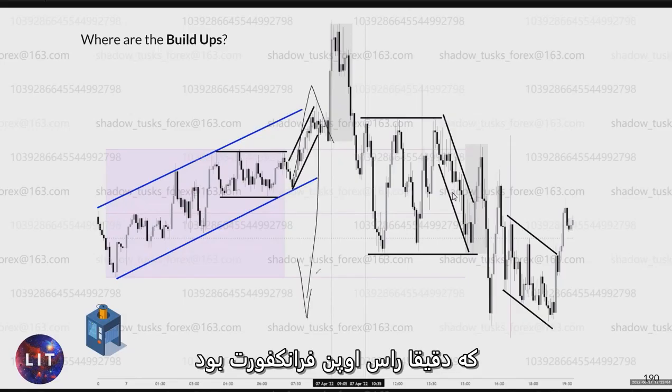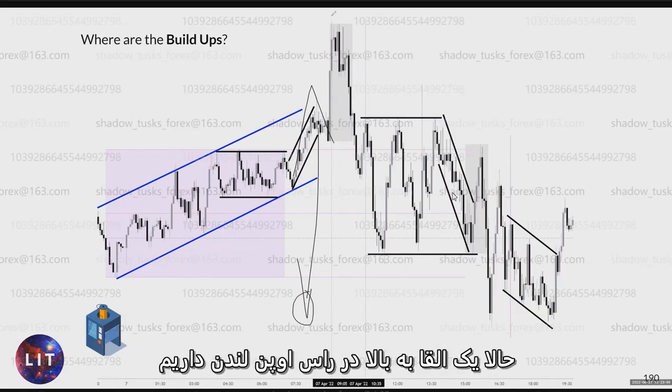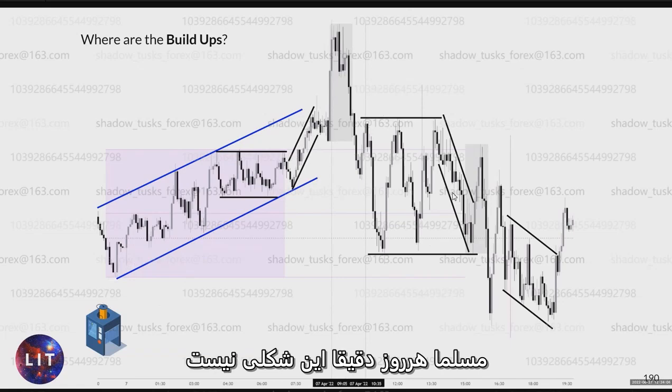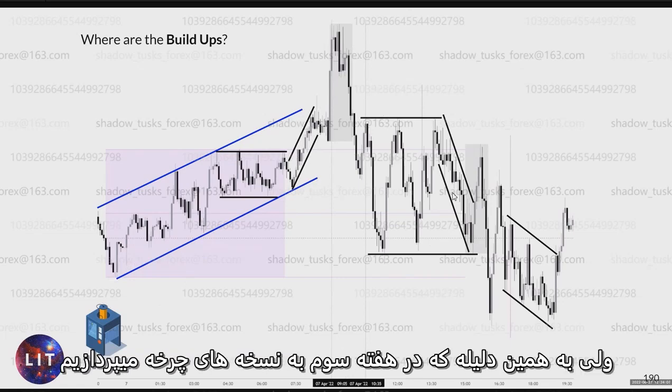And of course, to the minute in Frankfurt Open. Now we're having inducement high to the absolute minute in London Open, to do what? Taking out Asia low. Does it click already? Of course, not every day will look exactly like that. But that's where we dig into week 3.